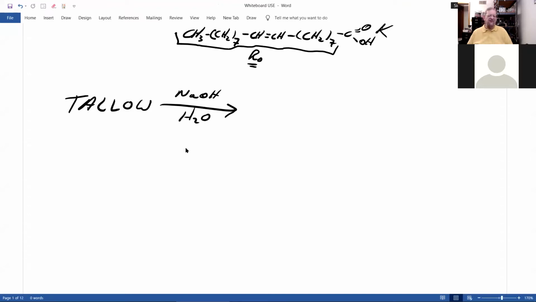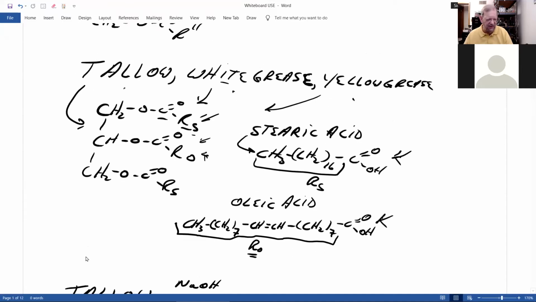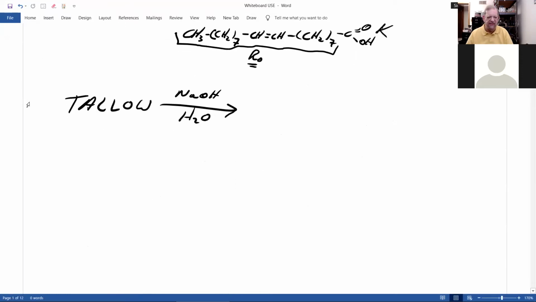And what if I were to ask you, give the product or products for the following reaction? And you look at that and say, how can I react the word tallow with sodium hydroxide and water? But the answer is no. When I say tallow like that, what I really mean is this structure. So as soon as you see tallow, or if I put down white grease, or yellow grease, you'd use the same.